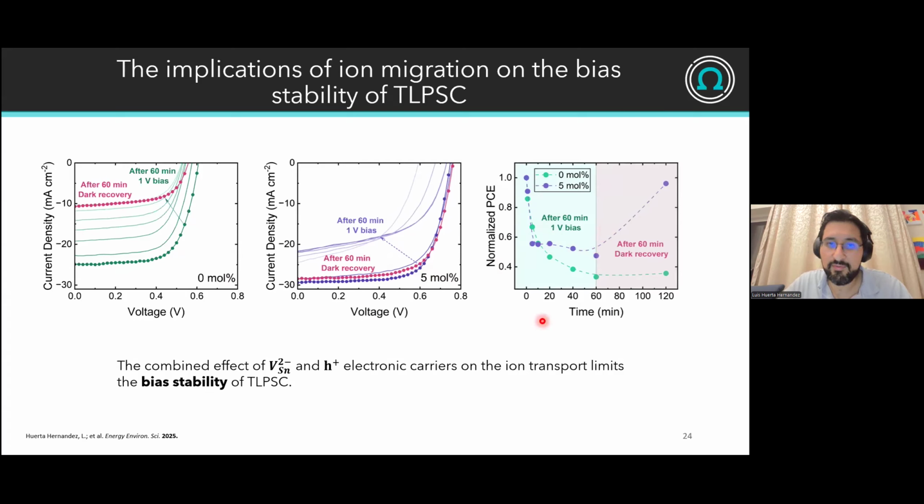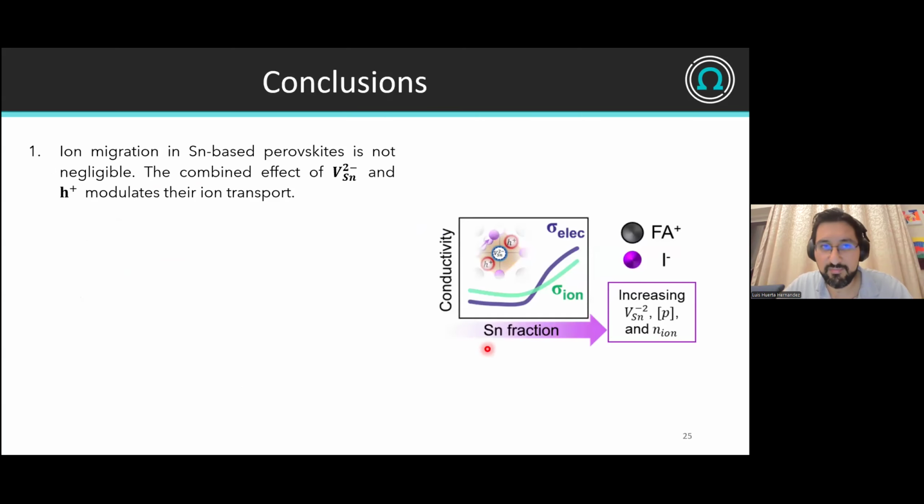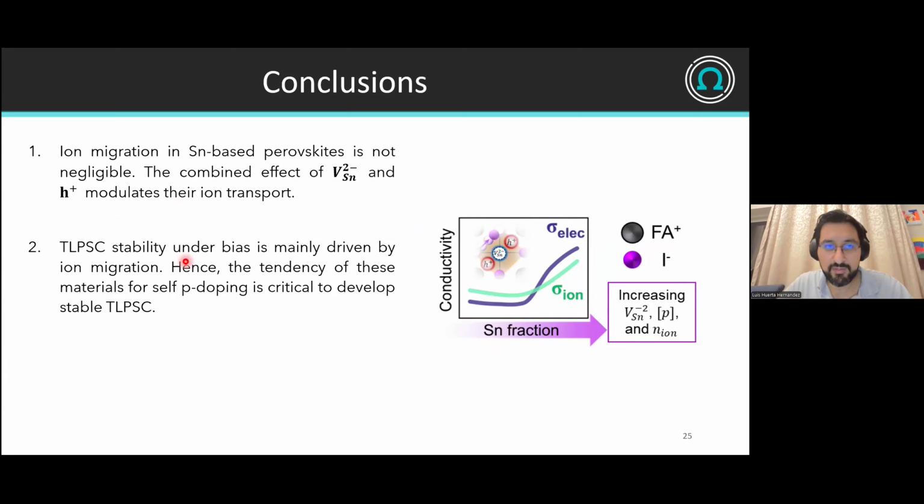So we propose that this combined effect of vacancies, hole carriers, and ion transport limits the bias stability of these materials. Some of the conclusions are that ion migration in tin-based perovskite is not negligible. It's happening and it's affecting the stability of these materials. And we propose this combined effect of tin vacancies and holes that can modulate the ion transport in this class of materials. Of course, in terms of bias stability, it's going to be mainly driven by ion migration in these systems.